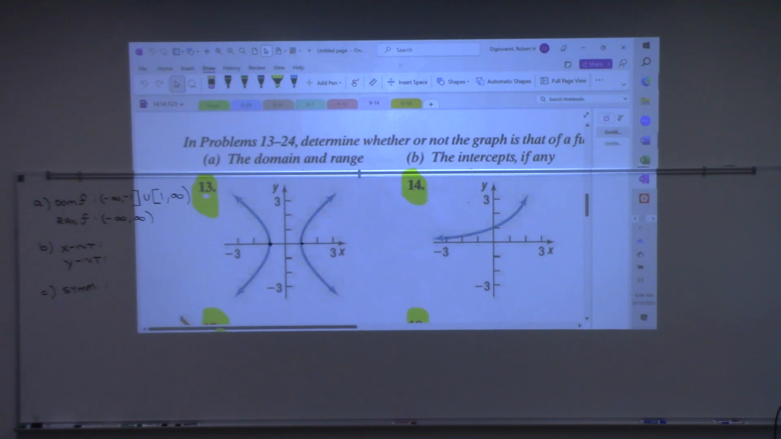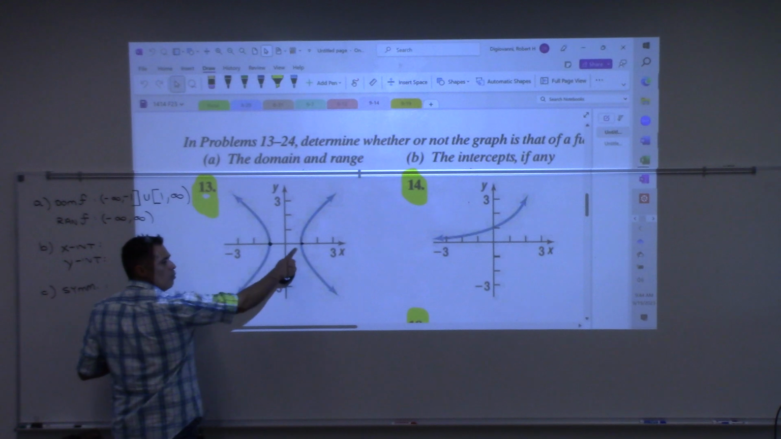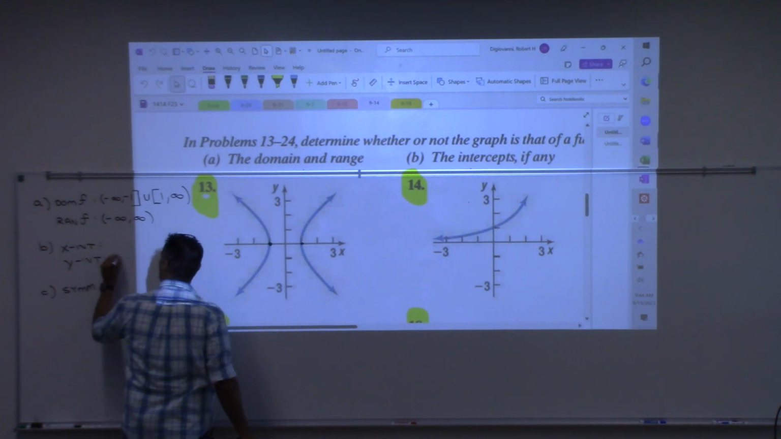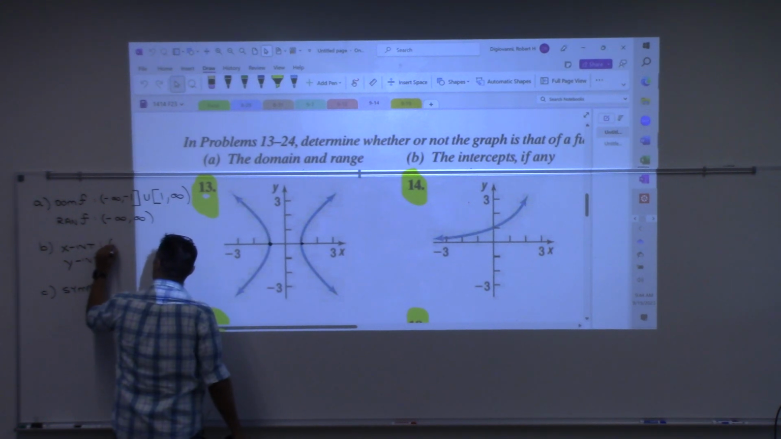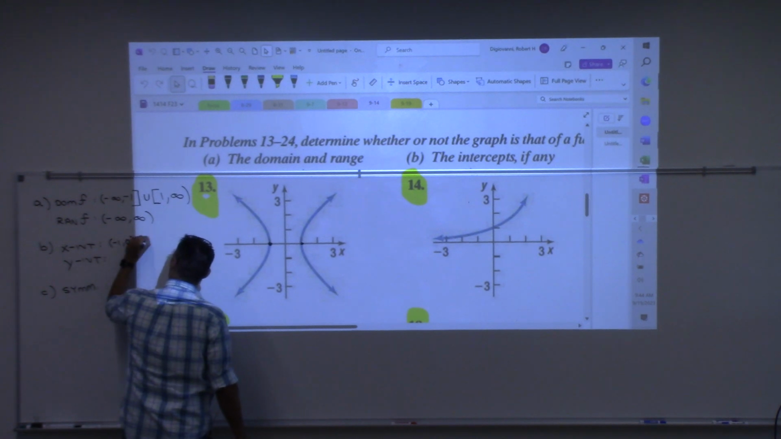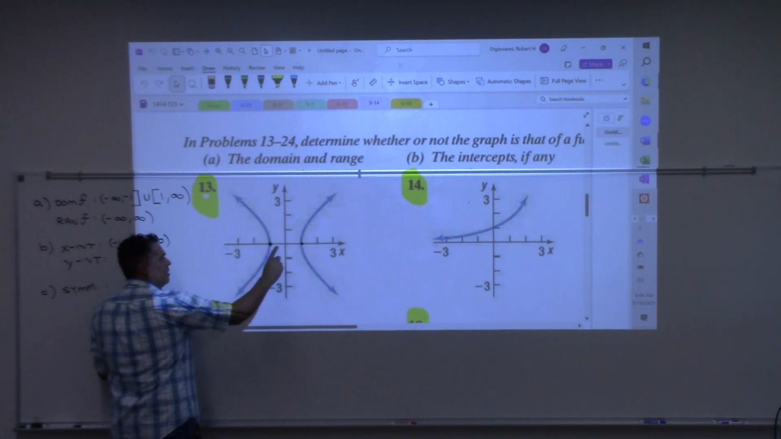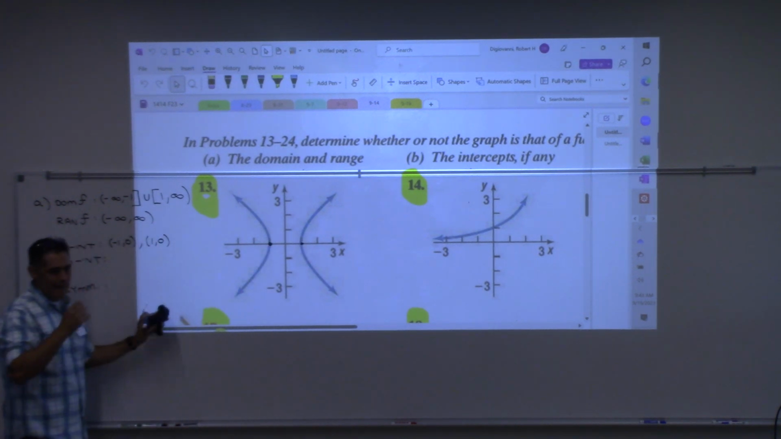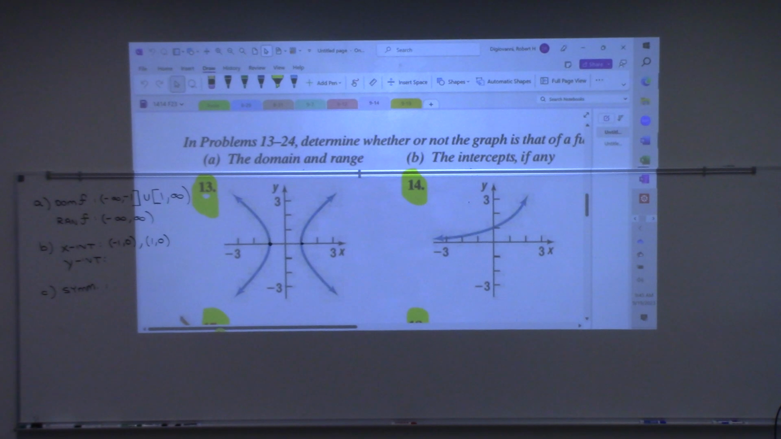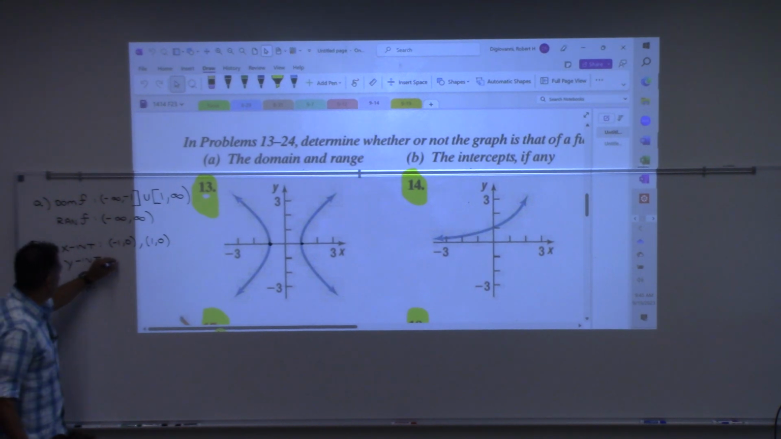Do I have any x-intercepts? Yes. Where? -1 and 1, right? That's where I hit the x-axis. So let's write these as points. -1, 0 is the first one, and 1, 0, right? -1, 0 is this point, and 1, 0 is that point. How about y-intercepts? Do I ever hit the y-axis? No, so I have none, right?